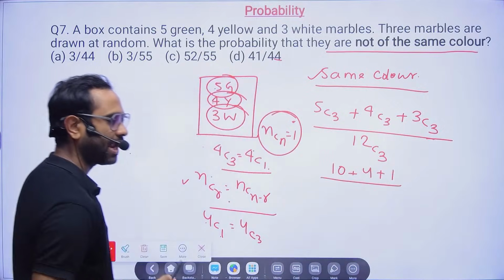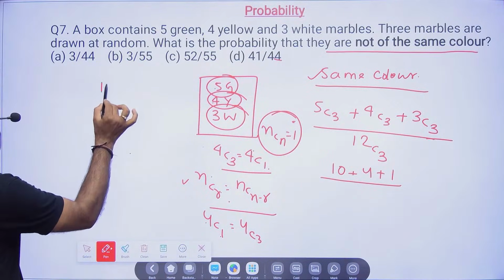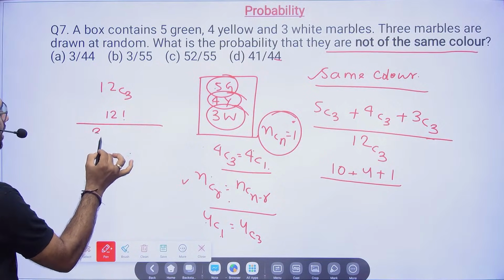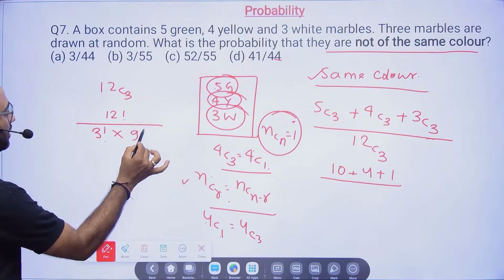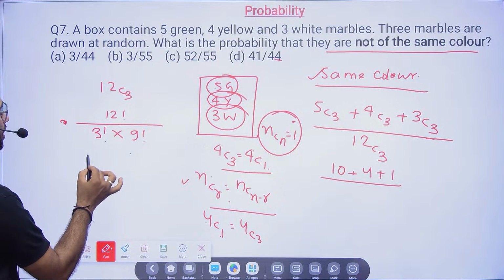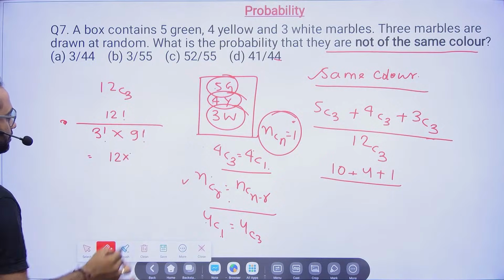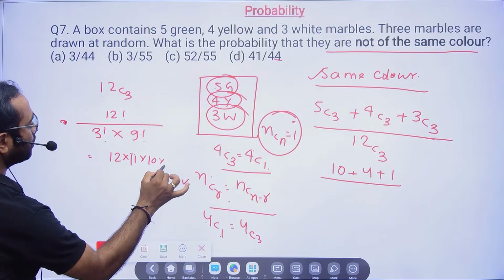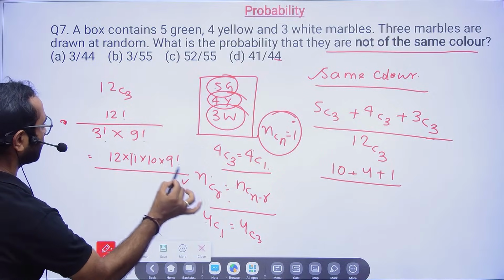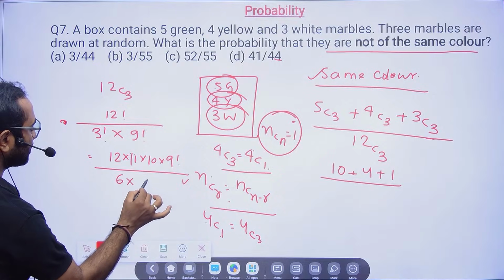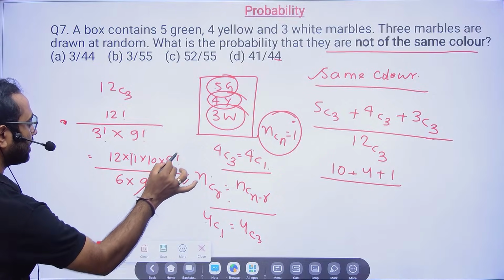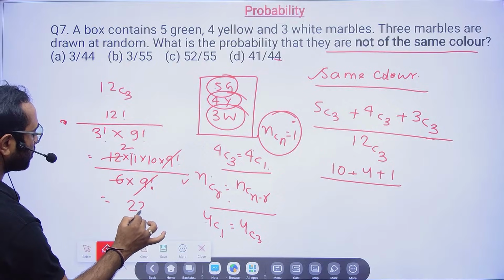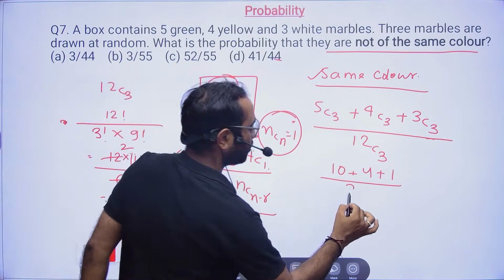Divided by 12C3. How do we calculate 12C3? Sir, 12C3 means 12 factorial divided by 3 factorial into 9 factorial. So 12 into 11 into 10 into 9 factorial; I will stop at 9 factorial. 3 factorial will be 6, and 9 factorial cancels. 6 goes 2 times, so it will be 220.